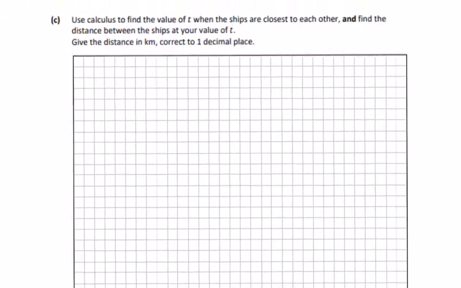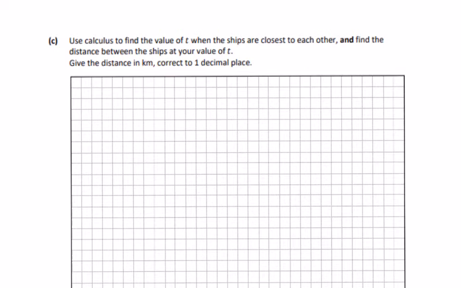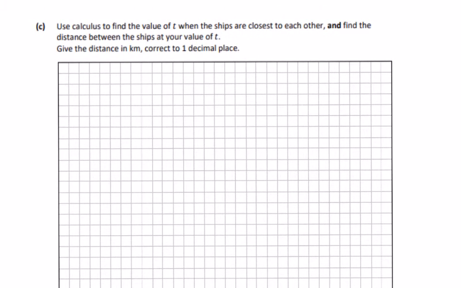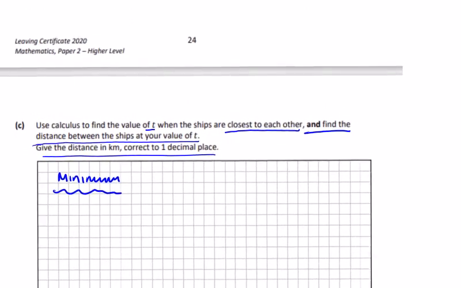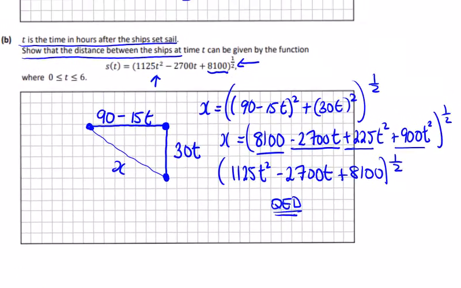And this is only a 25 mark question to end the leaving cert. Very unusual to have a long question. It hasn't happened since 2010 that a long question is only 25 marks. But use calculus to find the value of t when the ships are closest to each other, and find the distance between the ships at your value of t, and give distance in kilometers correct to 1 dp. So we want the minimum distance, so we need to get our function and get the minimum value of it by differentiating and letting it equal 0.